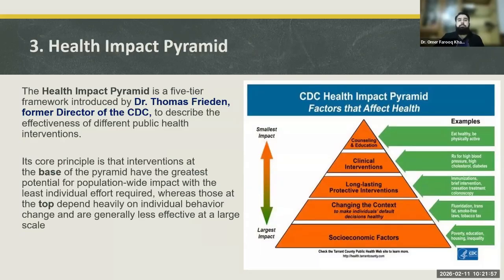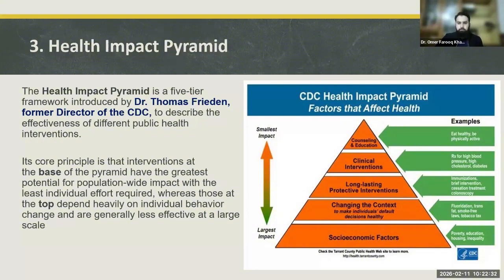So, what is a health impact pyramid? The health impact pyramid is a five-tier framework introduced by Dr. Thomas Frieden, former director of the CDC in America, to describe the effectiveness of different public health interventions. Its core principle is that interventions at the base of the pyramid have the greatest potential for population-wide impact with the least individual effort required, whereas those at the top depend heavily on individual behavior change and are generally less effective at a large scale.